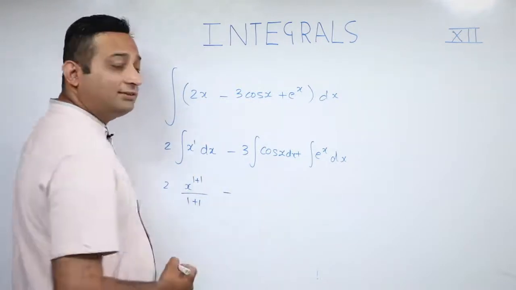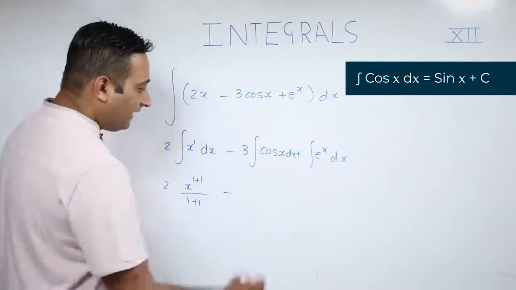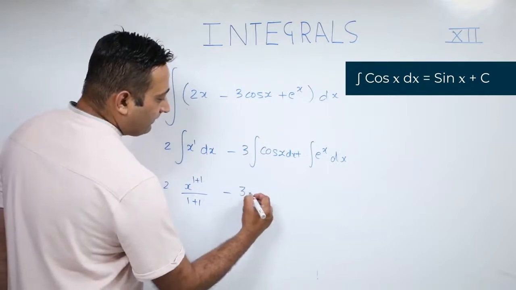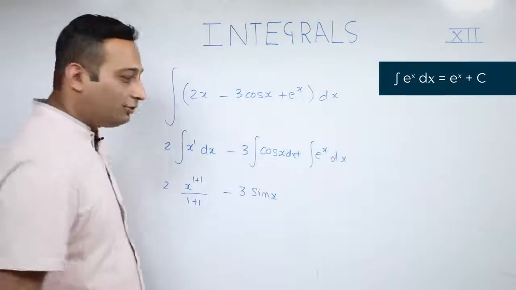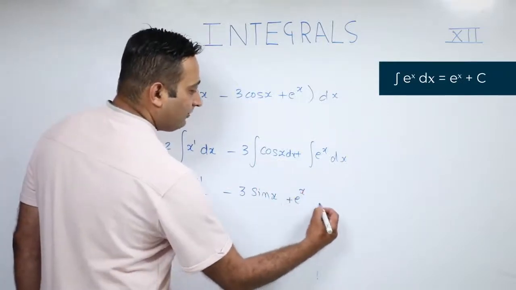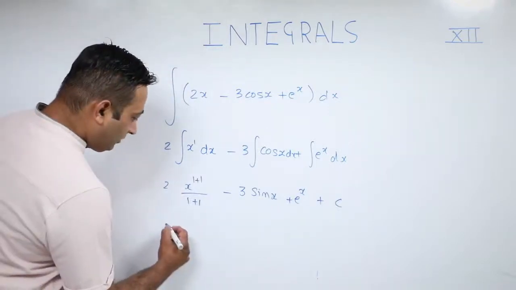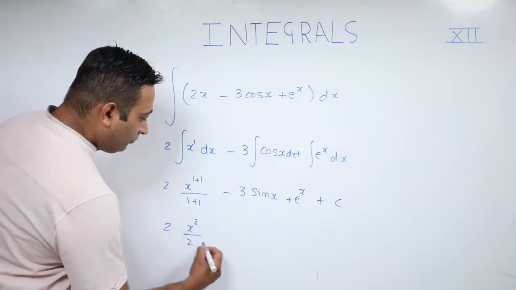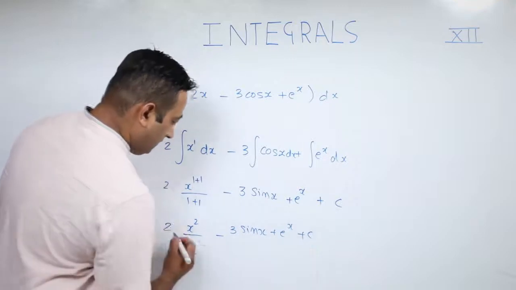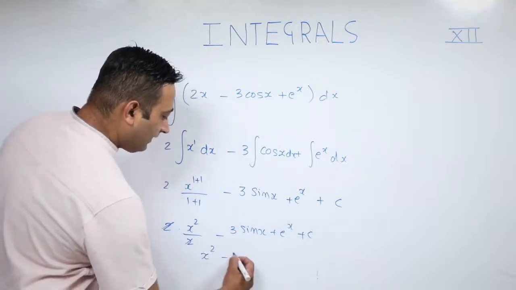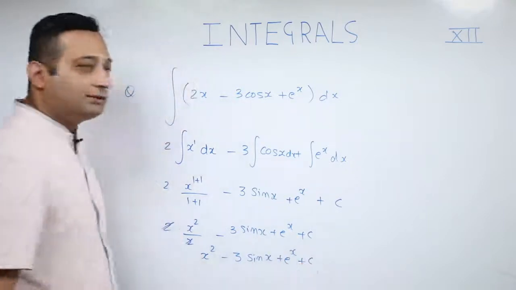In the second part, we can consider the function as direct integral of cos x, which is sin x. Now 3 sin x, and the integral of e raised to the power x is e raised to the power x, so it can be written as e raised to the power x plus there is always a constant of integration, so the answer is 2 x raised to the power 2 by 2 minus 3 sin x plus e raised to the power x plus c. Now this 2 got cancelled, so the final answer is x square minus 3 sin x plus e raised to the power x plus c.